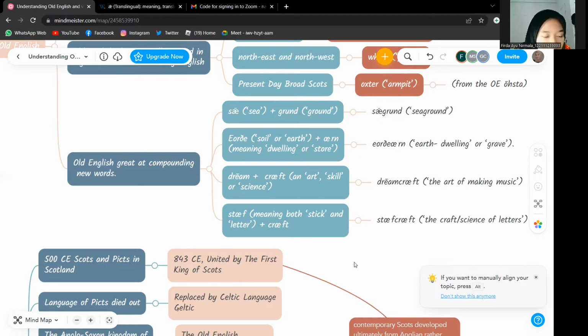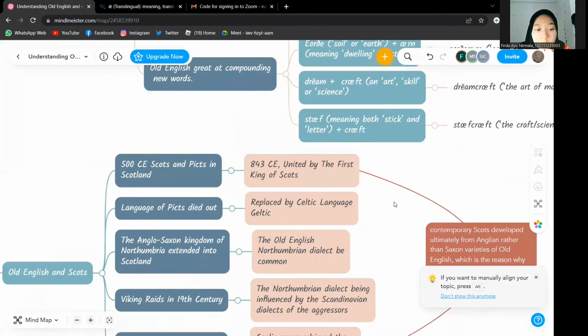And then there's dream, combined with craft, whose meaning is an art or skill or science. Then this became a new word, dreamcraft, which is the art of making music. And then the last example is staff, meaning both stick and letter, and then combined with craft, it became staff craft, which means the craft or science of letters, or you can call it grammar.